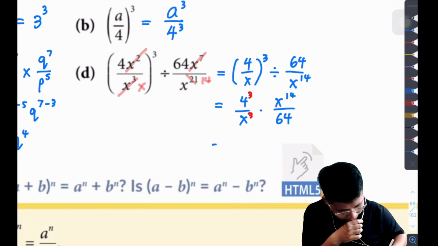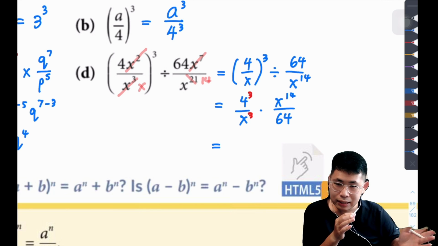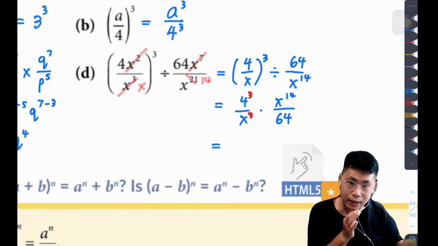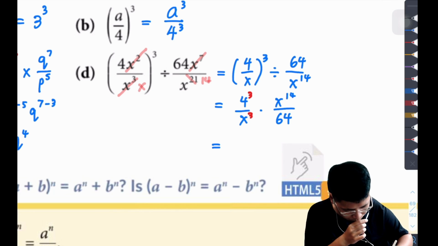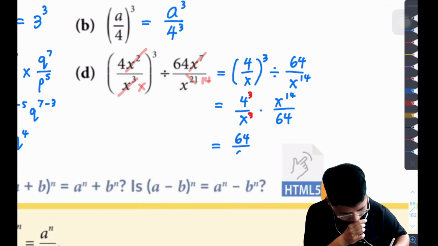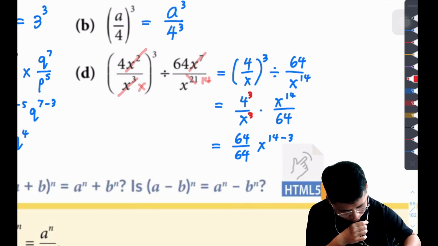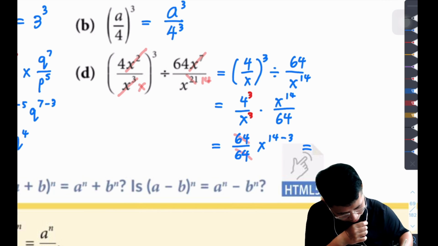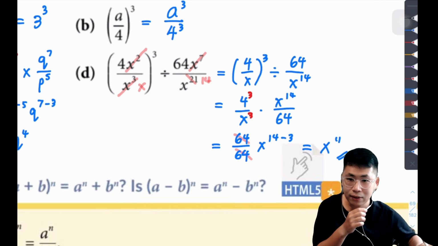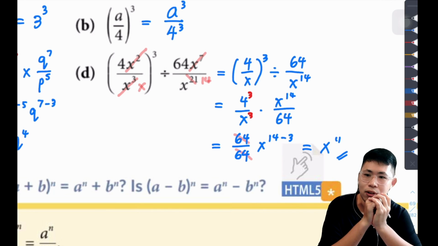Okay, now next let me regroup so that I align all my numbers and all my variables together. So I have my 4 cubed, which is 64, divided by 64 on top. My x on top will be power 14, below is 3, so 14 minus 3. So 64 over 64 just nicely cancels to be 1. And my final answer is x to the power of 11. Okay, so that's it for this part D over here.